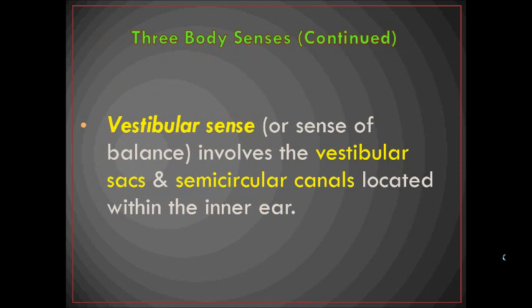Now, the vestibular sense, kind of the sense of balance, not one of the five senses, but still something important to mention, involves the vestibular sacs and the semicircular canals located within the inner ear. When you have an ear infection, an earache, or anything that's kind of messing with your ears, your sense of balance can easily be thrown off, because that's where your sense of balance is located.